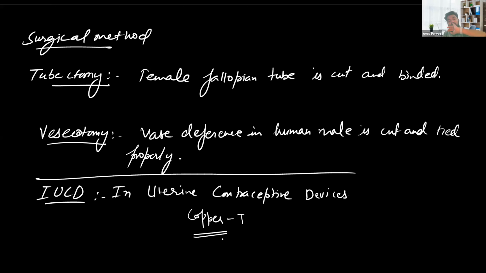We call it copper T, and a question is being asked about sexually transmitted disease: if a female is fitted with copper T, will she be infected with a sexually transmitted disease? Yes, she can be. Only the barrier methods help prevent it, and we can say that the chances of getting a sexually transmitted disease are less if barrier methods are being used.